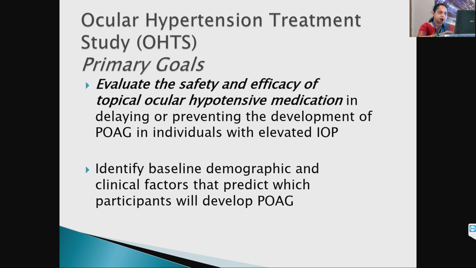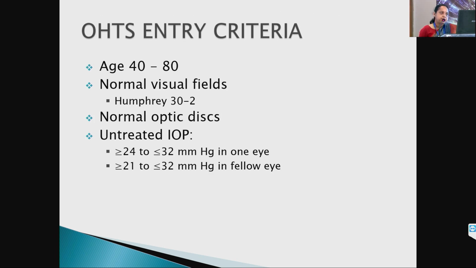The Ocular Hypertension Treatment Study evaluated the safety and efficacy of topical ocular hypotensive medications in delaying or preventing the development of POAG in individuals with elevated IOP. It also identified the baseline demographic and clinical factors that predict which participants will develop POAG. The entry criteria were age 40 to 80 years with normal visual fields, normal optic disc, and untreated IOP of greater than or equal to 24 and less than or equal to 32 millimeters in one eye, and greater than or equal to 21 and less than or equal to 32 millimeters in the fellow eye.